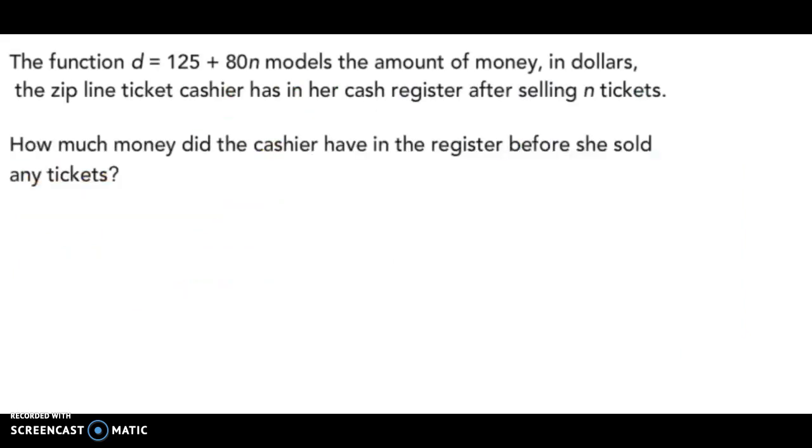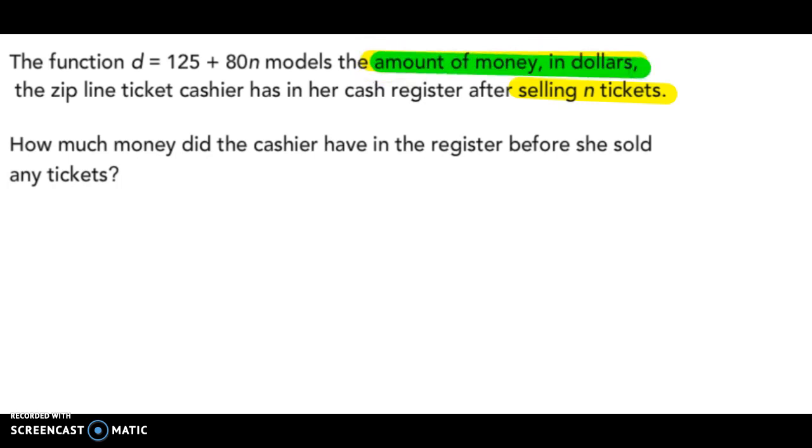Last question. The function d equals 125 plus 80n models the amount of money in dollars the zip line ticket cashier has in her cash register after selling n tickets. How much money did the cashier have in the register before she sold any tickets? Well, let's identify what we know. So we know that n represents the amount of tickets that we're selling, and d is going to represent the amount of money in dollars.